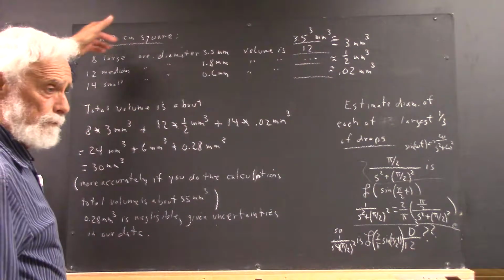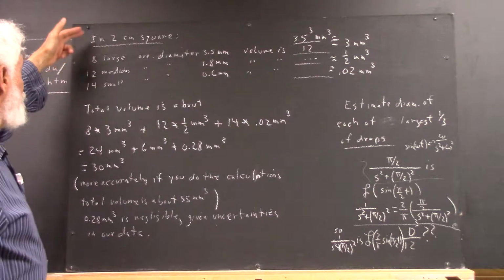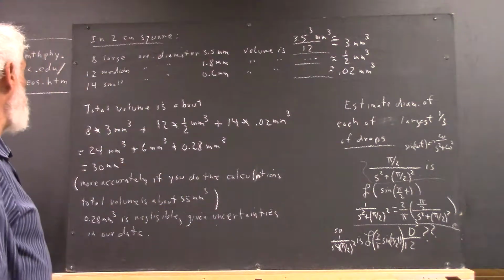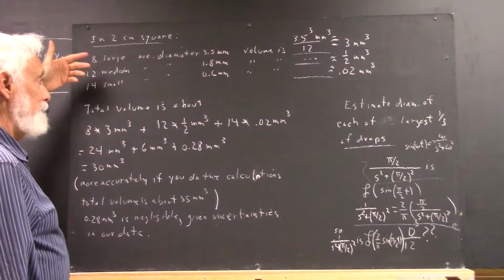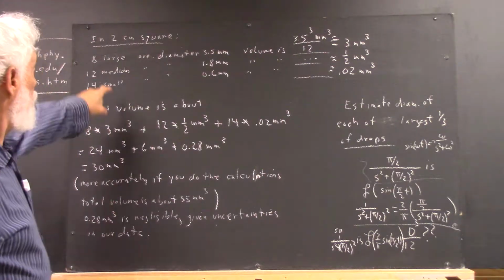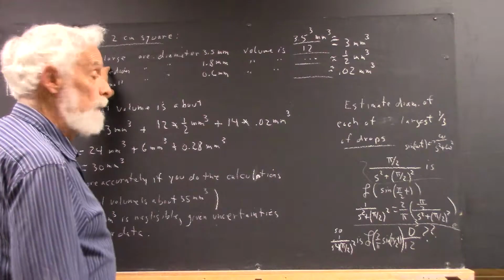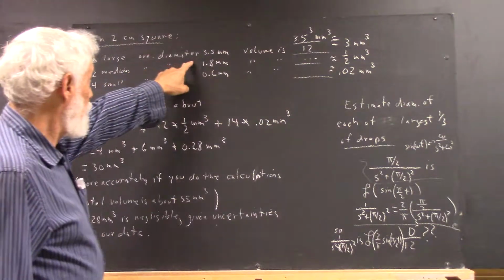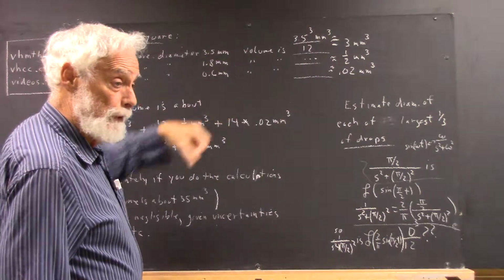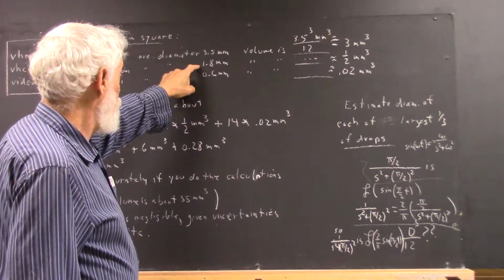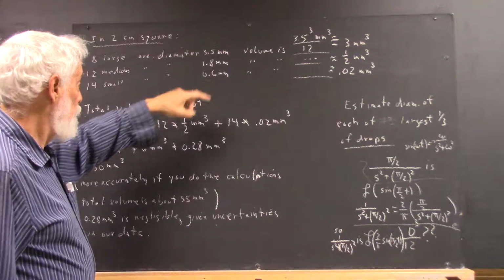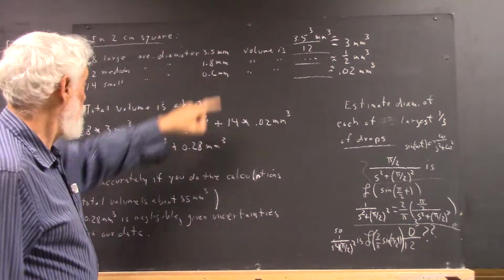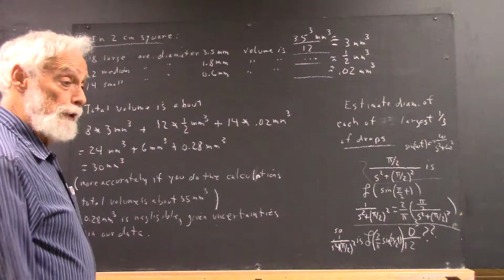Okay, preceding class we had this set of sample observations where we had 8 large drops, 12 medium, 14 small, and the average diameter of the large drops was 3.5 millimeters. The average diameter of the medium drops was 1.8 millimeters. The average size of the small drop was 0.6 millimeters.